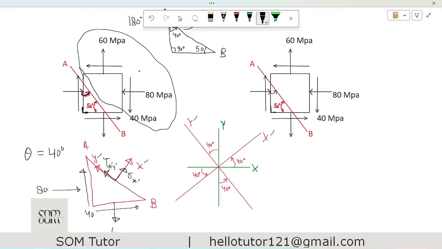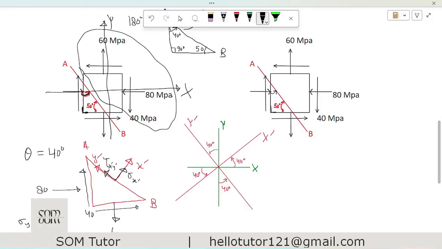Why is this a positive side? Because the original axis is like this. This is x axis, this is y axis. So these two are the original sides and these two are the opposite or the negative sides. Whatever is in this direction is positive and whatever is opposite to these axes is negative. Now 60 is in the y direction, so it is sigma y. So sigma y is positive, so sigma y is 60.